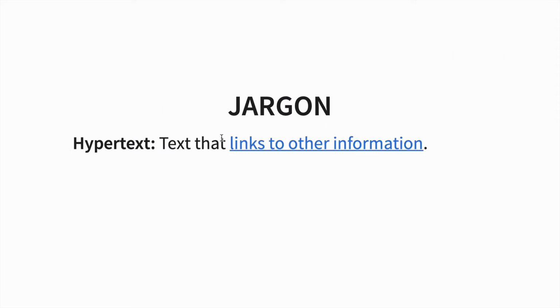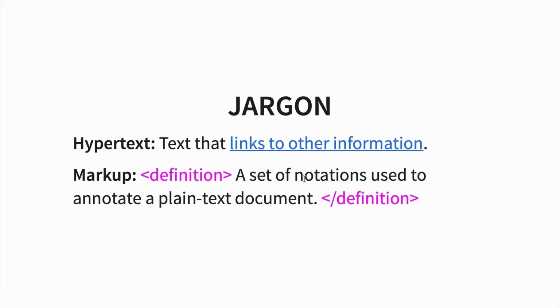That's hypertext. Markup. What is markup? A set of notations used to annotate a plain text document. We can see some highlighted tags here. This is a definition tag that opens and a definition tag that closes, surrounding a definition here. This is markup. Hey, easy. This isn't so bad, right?